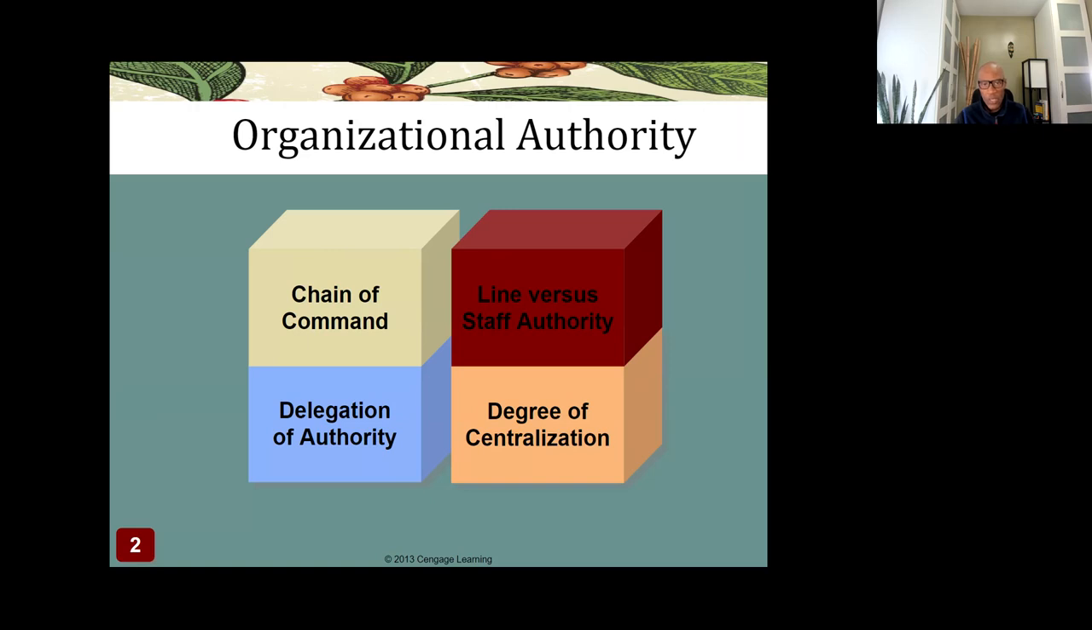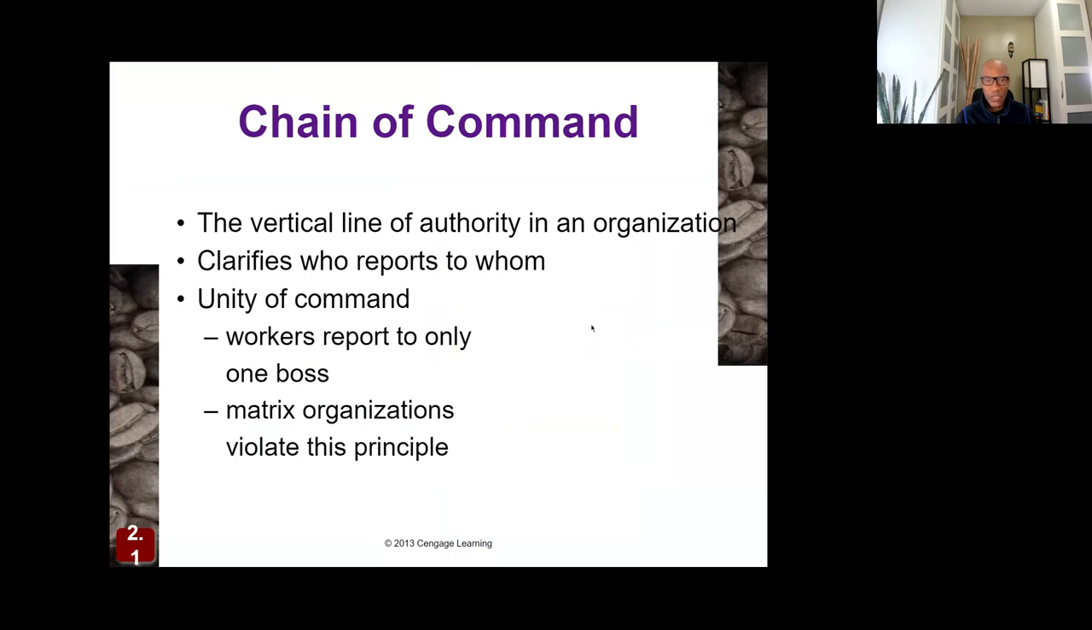So from an organizational authority standpoint, there are different ways we look at that. There's the chain of command, line versus staff, delegation of authority, and degree of centralization. What do we mean by those things? So let's take a look at this. Let's dive deep into these four things from an organizational authority.